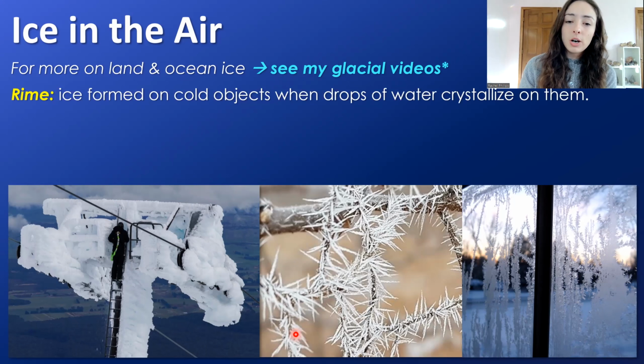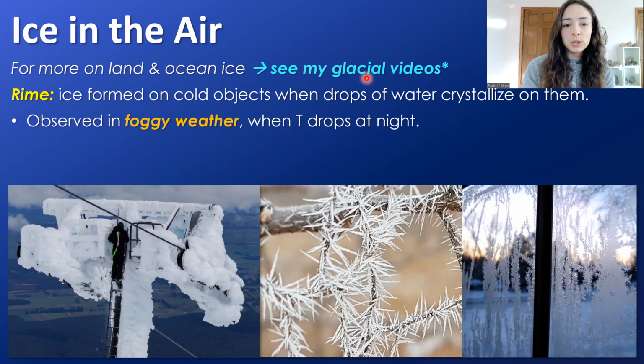And the first thing we'll talk about in terms of ice in the air, quote unquote, is rime. Rime is ice formed on cold objects when drops of water condense on these things and then crystallize on them. It's typically observed in foggy weather when the temperature drops at night. If you've ever seen these beautiful patterns of ice on your windows when you wake up on a cold morning, that's rime, and it's freaking cool, guys.